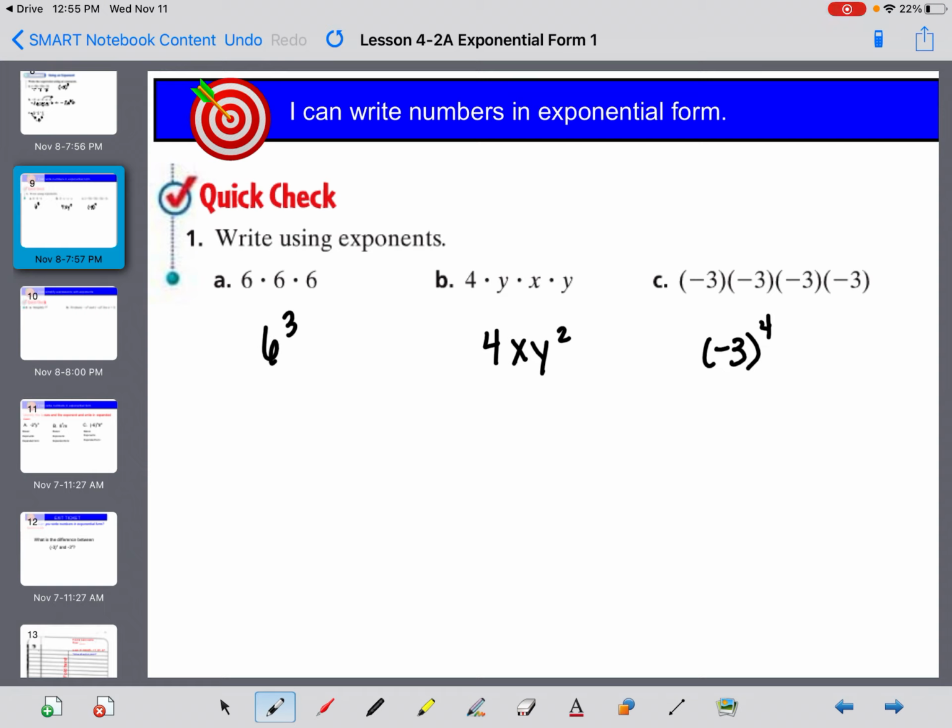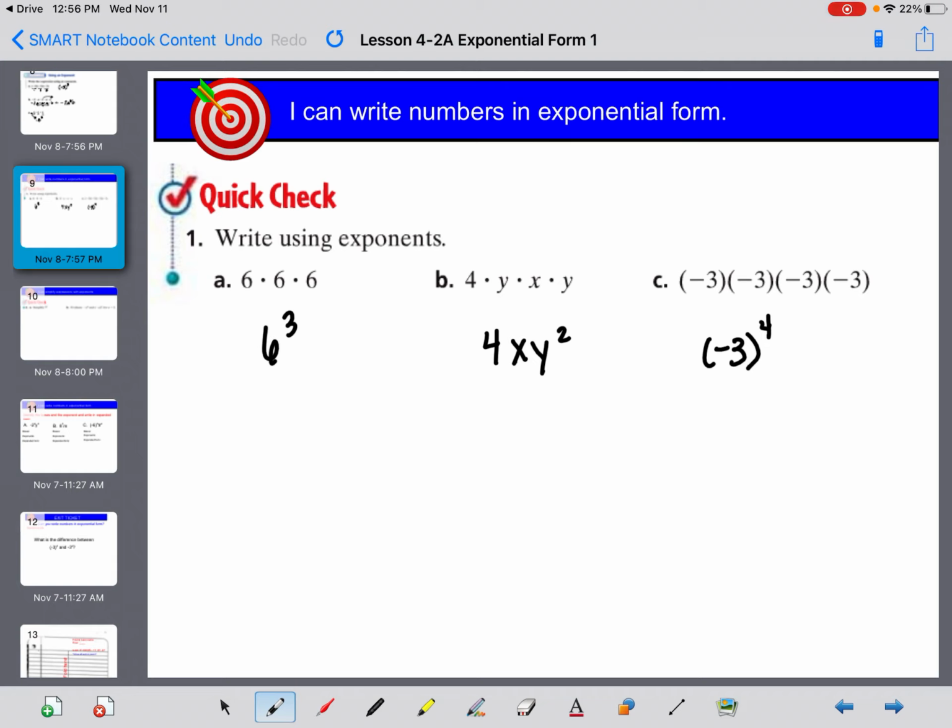All right, in letter A, 6 to the 3rd power. In letter B, I put 4xy to the 2nd. If you wrote 4y to the 2nd x, that's the same thing. Generally speaking, we always write our variables in alphabetical order, which is why I put the x first.